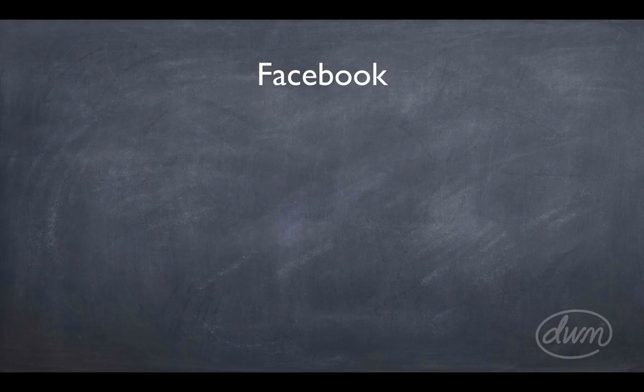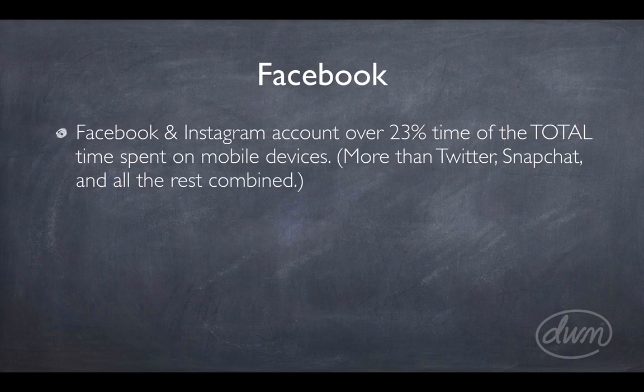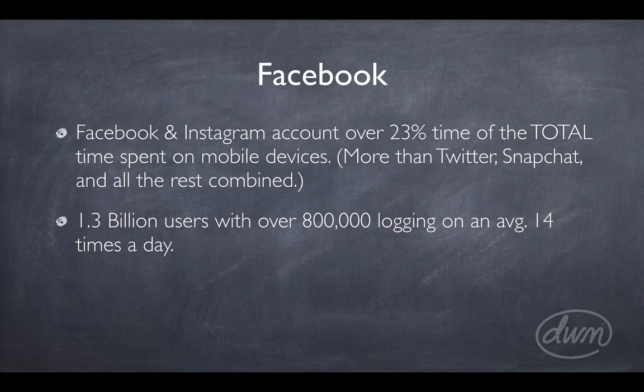Let's talk about Facebook specifically. Facebook and Instagram account for over 23% of the total time spent on mobile devices. That's more than Twitter, Snapchat, and all the rest combined. 1.3 billion users on Facebook, and 800 million of those are logging on every day at an average of 14 times a day.